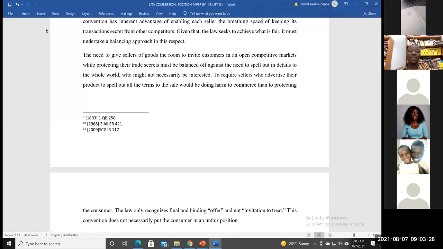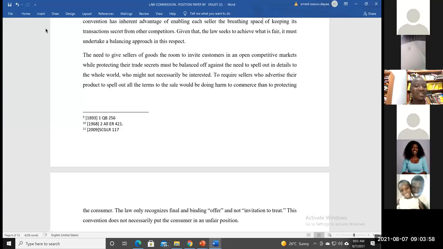So if there was a requirement that sellers or advertisers should spell out all the terms and everything, can you imagine how long advertisement will be? In any case, we know that advertisement, especially in a potentially bilateral contract, is not an offer. It's just an invitation to trade. So since it is an invitation to trade, why should we be worried about that?